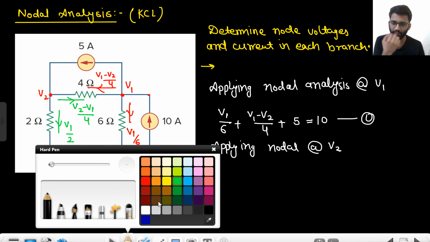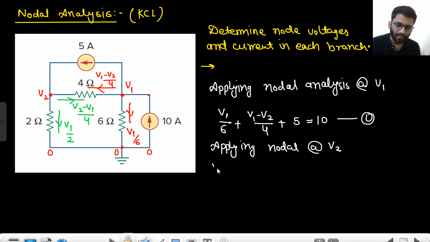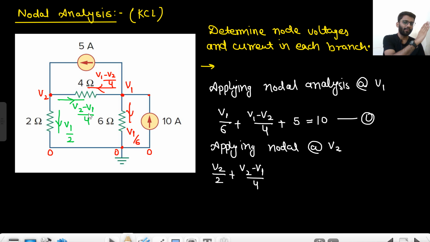So basically how we will write, V2 by 2 plus V2 minus V1 by 4. Now no one will say that here you are writing V1 minus V2 by 4 and here you are writing V2 minus V1 by 4. Why so? Because we are writing outgoing current. For this node, the outgoing current is V2 minus V1 by 4. If you had considered this current only, so for node V2, this V1 minus V2 by 4 current is incoming, right? So you would have put a minus sign there. So that minus sign would give plus V2 minus V1 by 4.